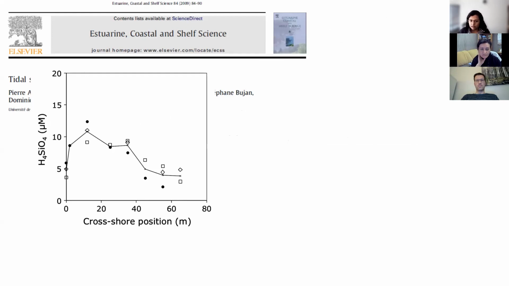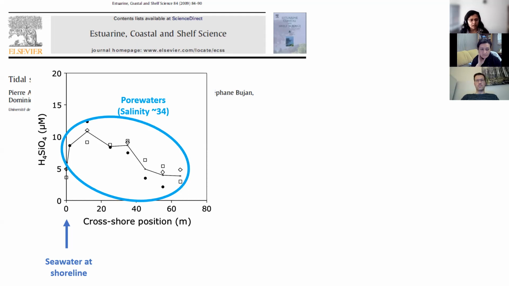So what they found was that, okay, this is the seawater at the shoreline, and these are samples along the beach. So you're going inland here if you're going to the right, your dissolved silicon concentration. So the seawater salinity at the shoreline was 34. In pore waters, it's also 34, but you can, I think, clearly see that you have enrichment of dissolved silicon in just these tidal sands.